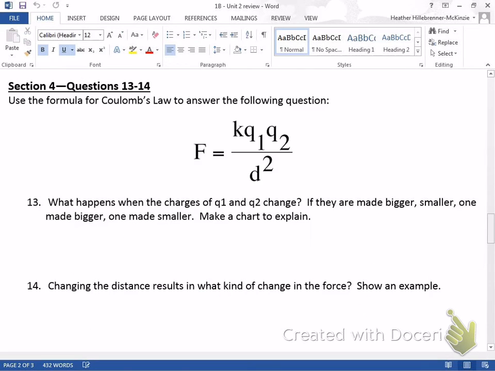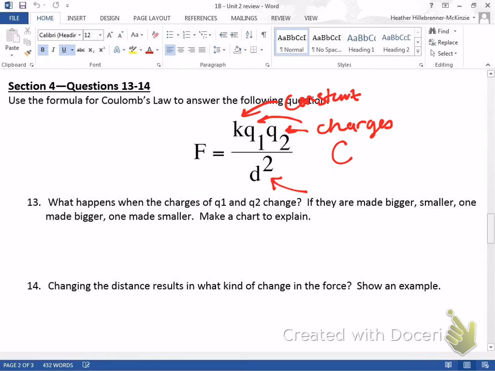Here we go, Coulomb's law. Force equals K, Q1, Q2, over D squared, right? All right, so let's talk briefly. What's K? K is the constant. Q1 and Q2 are charges. And the units on this would be coulombs, yes?